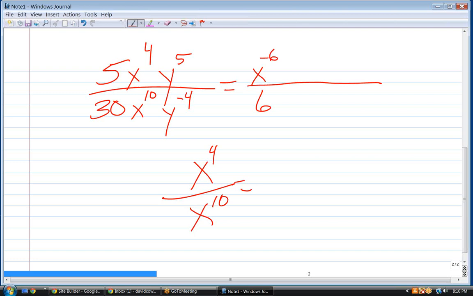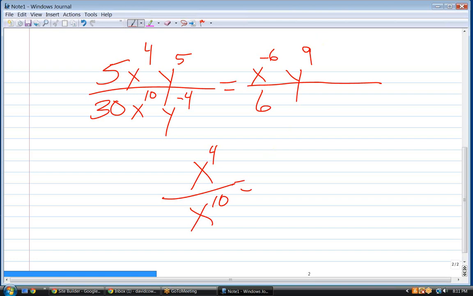Okay, so we're going to adjust that. What about the y? Doing division again. Right, so then we're going to subtract the exponents. So it's 1. What is 5 minus negative 4? Oh, it's 9 then. Again, goes there.